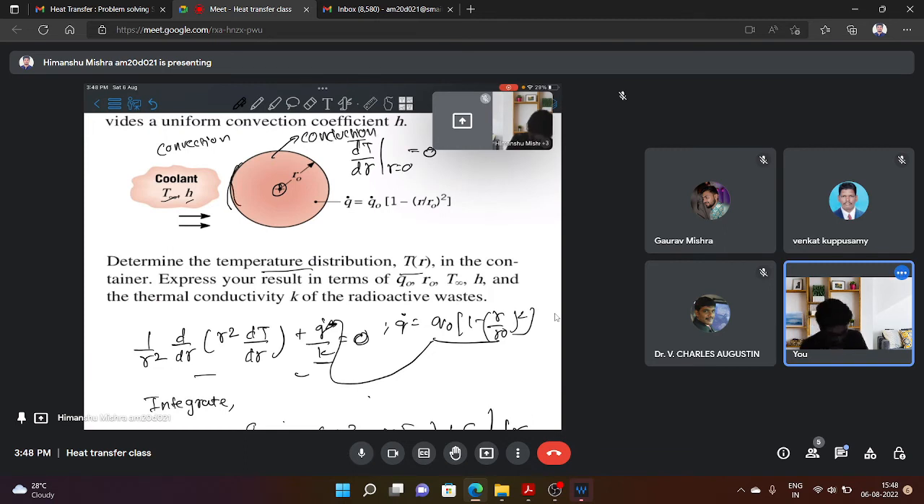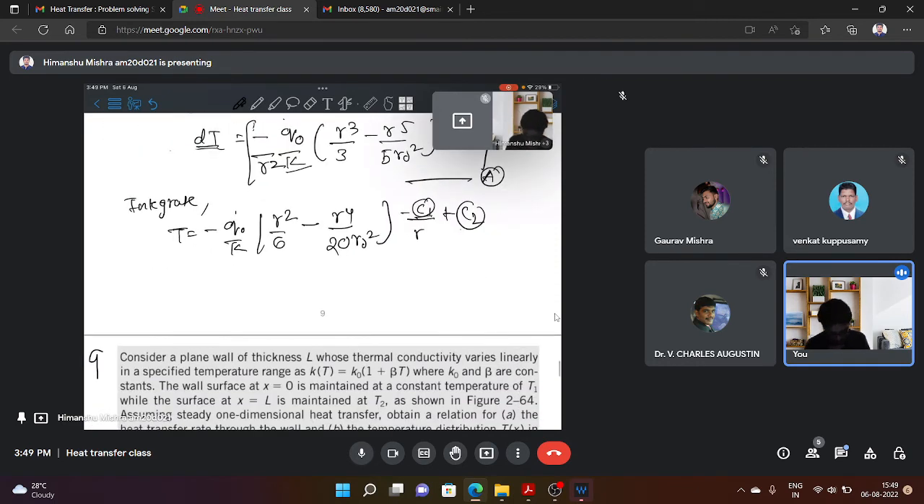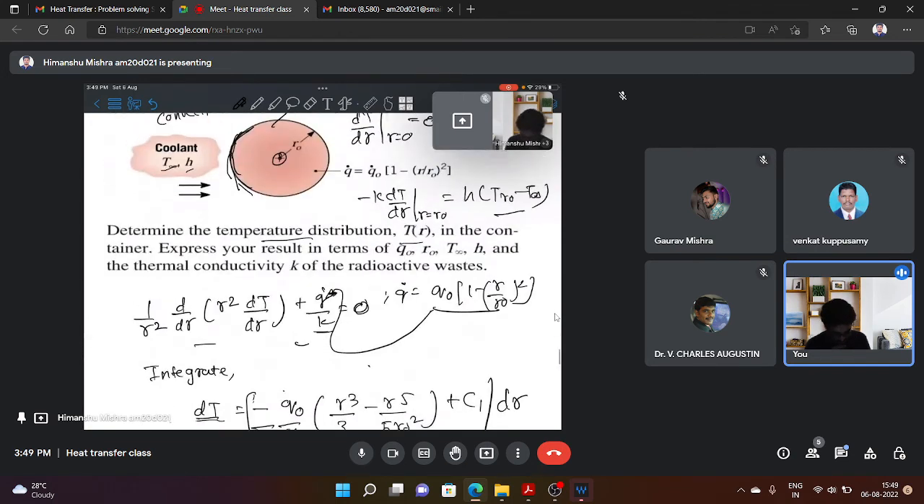So at the boundary, at the end, the boundary of this surface, this spherical body, the boundary condition will be at r equal to R naught. So I have two boundary conditions, this and this, and I have two constants, this and this. So from these two boundary conditions I can get the constants.